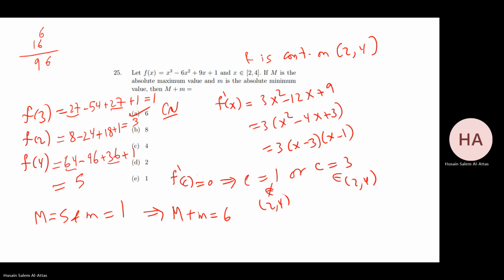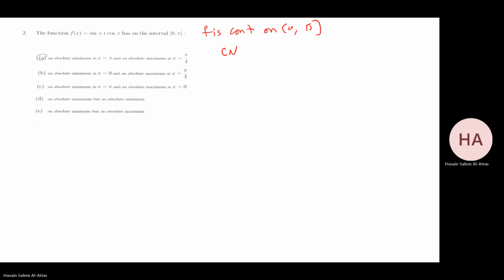The function has in the interval an absolute minimum, an absolute maximum. Okay, so the function is continuous on this interval. Critical numbers. Yeah, I need to find critical numbers. I need f prime. F prime is cosine x minus sine x. F prime of c equals 0 implies cosine c equals sine c.